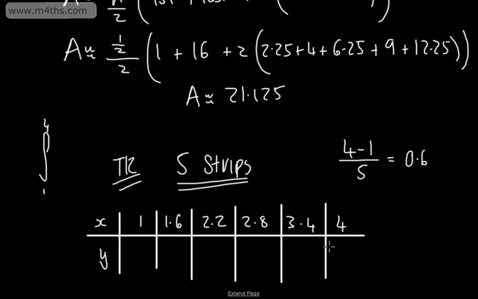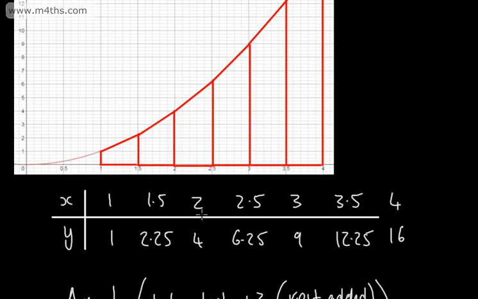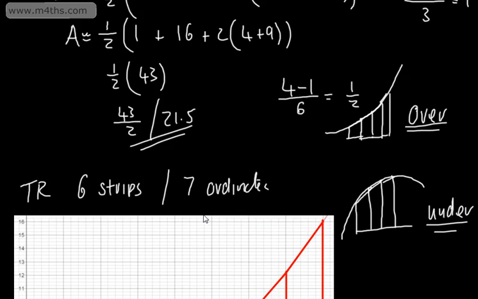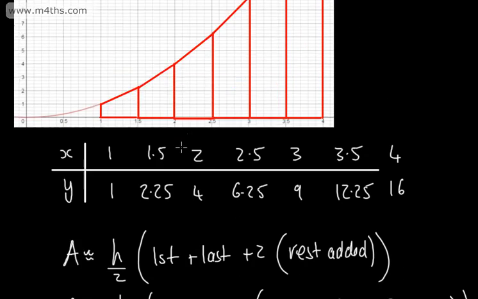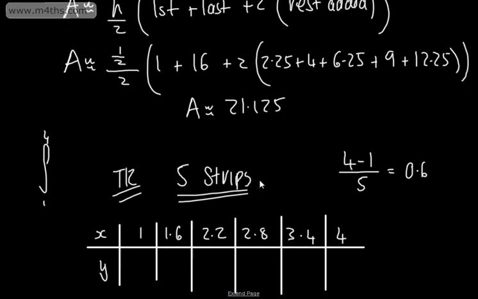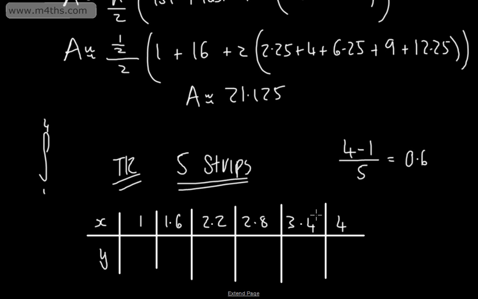You can put the values in. Now 5 strips is quite clearly going to give us a value somewhere in between the 21.5 that we found and the 21.25 that we found with 6 strips. 5 strips is quite clearly not going to be as good as 6 strips. So there we go, that's an introduction to the trapezium rule.